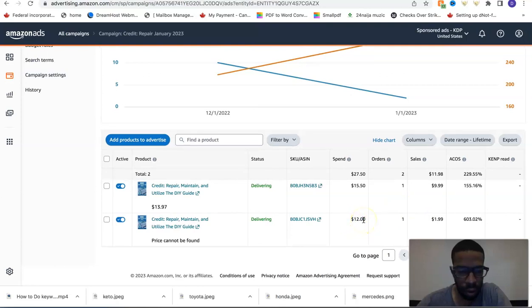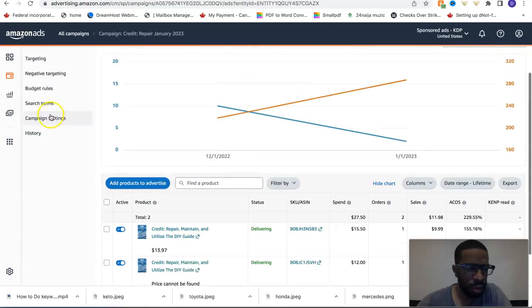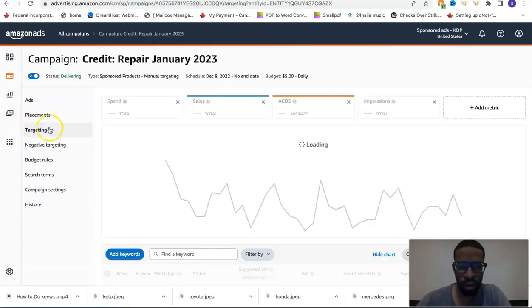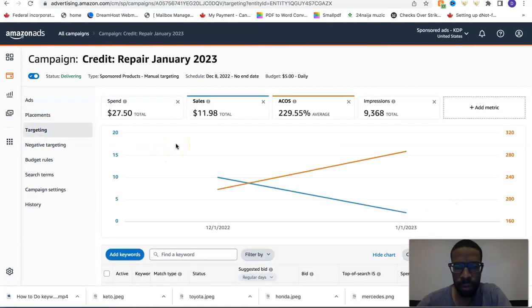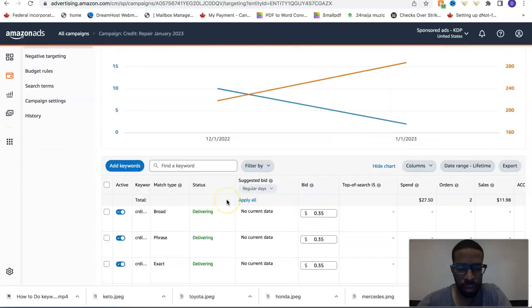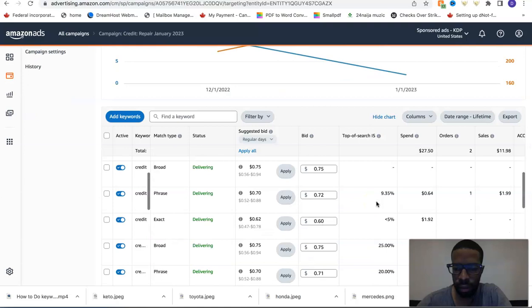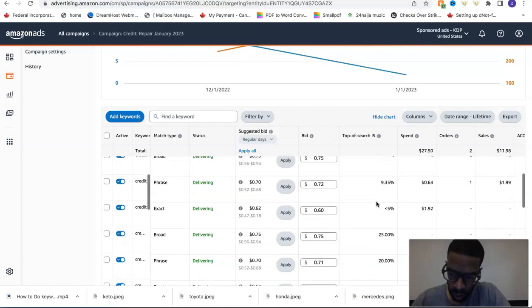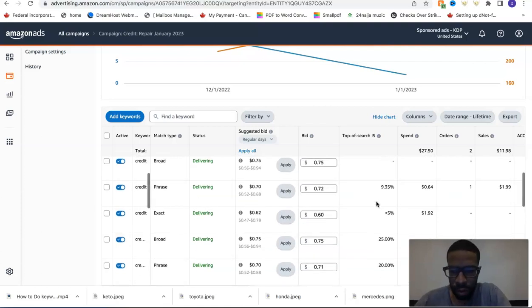And oh, this one is really high. Cannot be found. I wonder what that means. Why that's 12 hours. So let's check settings. Let's go to targeting first and let's see what's going on here. Let's see what's being spent. $1.92, no sales.